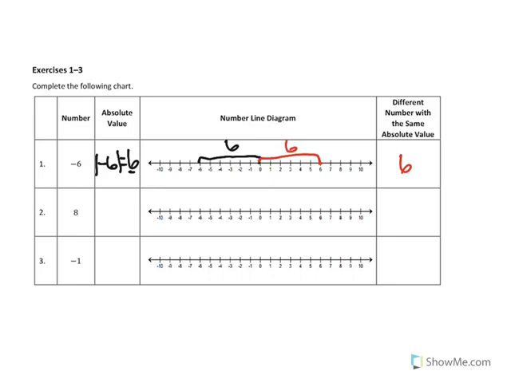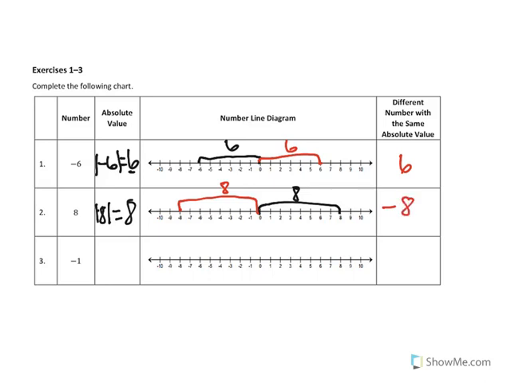Okay, going back to number 2, what about the number 8? The absolute value of 8, so if we went from 8 to 0, that would be 8 units. So that's 8. Now a different number with the same absolute value would be negative 8, because negative 8 is the same distance to 0. Negative 8 to 0 is just 8 units also. So a different number with the same absolute value would be negative 8.